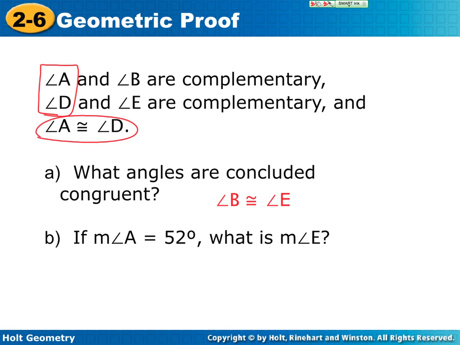So if A is 52 degrees, what's angle E? Well, what's B? Complementary, they add up to 90, so 38. So E has to be 38 also. So it was 38 degrees there.